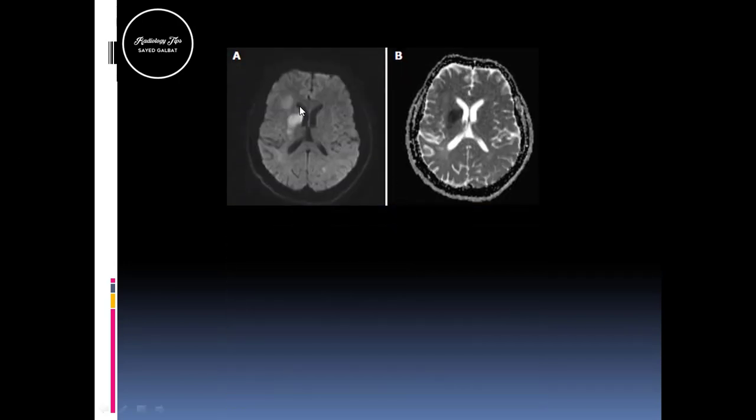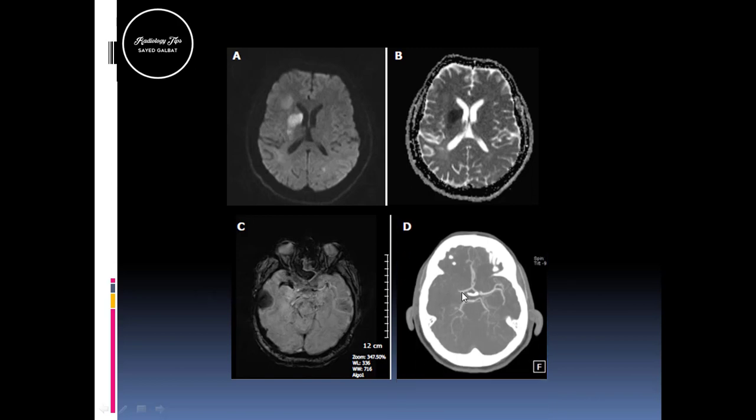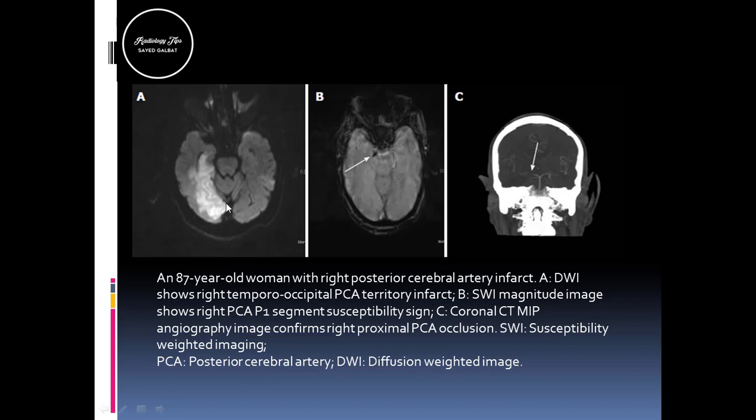Let's have an example. This is a classic stroke in diffusion weighted image at the right MCA territory. If you look to the SWI, here's the thrombus in the right MCA. Compare this with the CT angio. The same findings. So without giving the patient contrast, without exposure to radiation, you can diagnose the site of the blockage in the artery. Another example, this is a classic stroke again in right PCA territory, and this is the site of blockage at SWI. Look to the CT angio. Again, you can identify the same point of blockage in the SWI without using IV contrast or exposure to radiation.